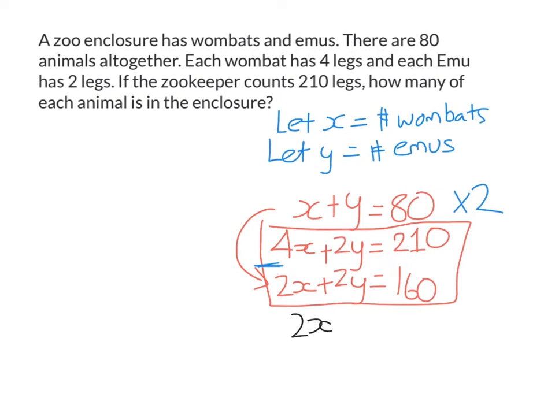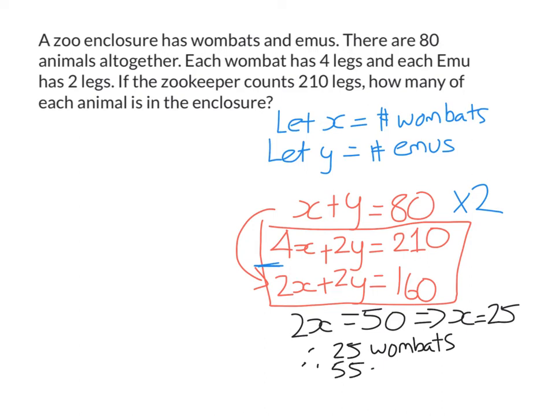2y minus 2y is just 0. Y's are gone. 210 minus 160 gives me 50. So I get 2x equals 50. Divide each side by 2. X is 25. So if x equals 25, y will be 55. 25 plus 55 equals 80. So that means there are 25 wombats, which gives us 100 legs, and there are 55 emus, which gives us 110 legs. All right, and then we're done.